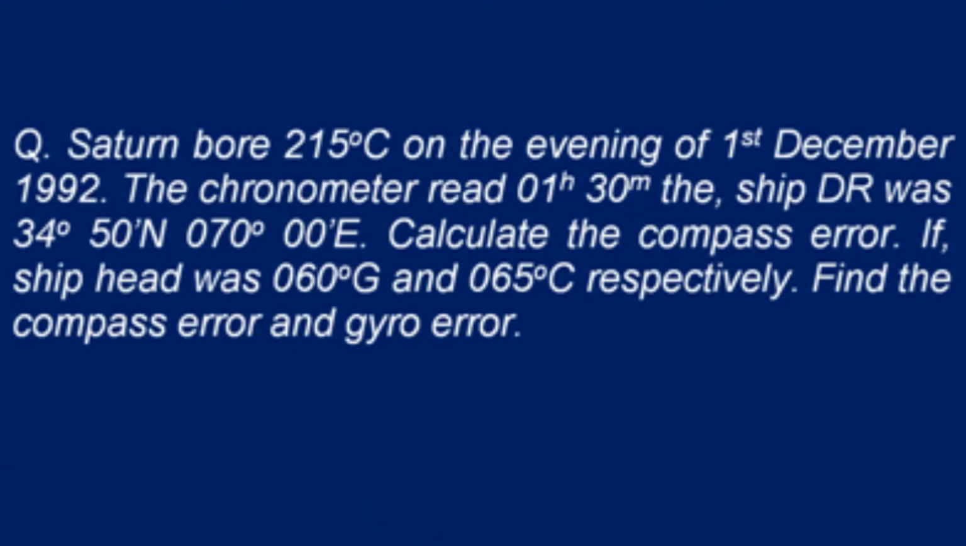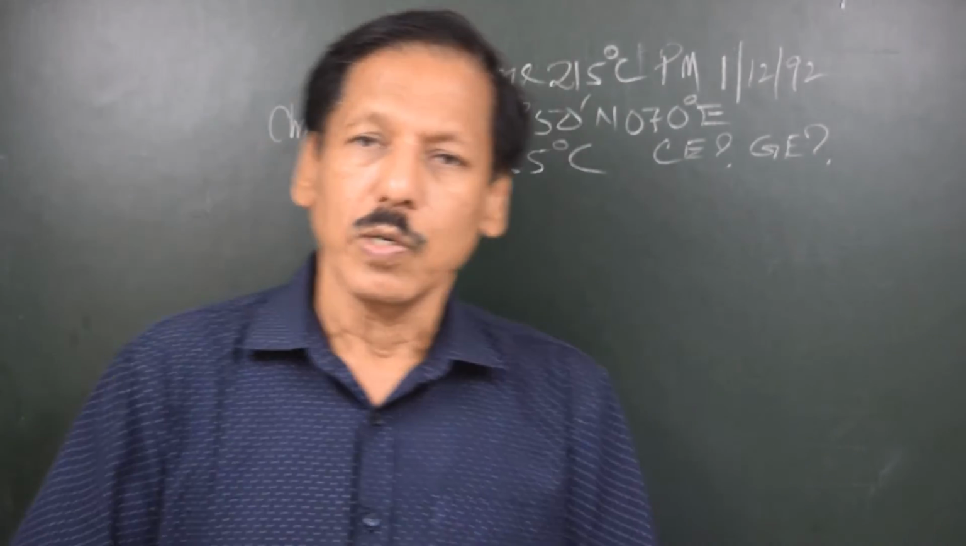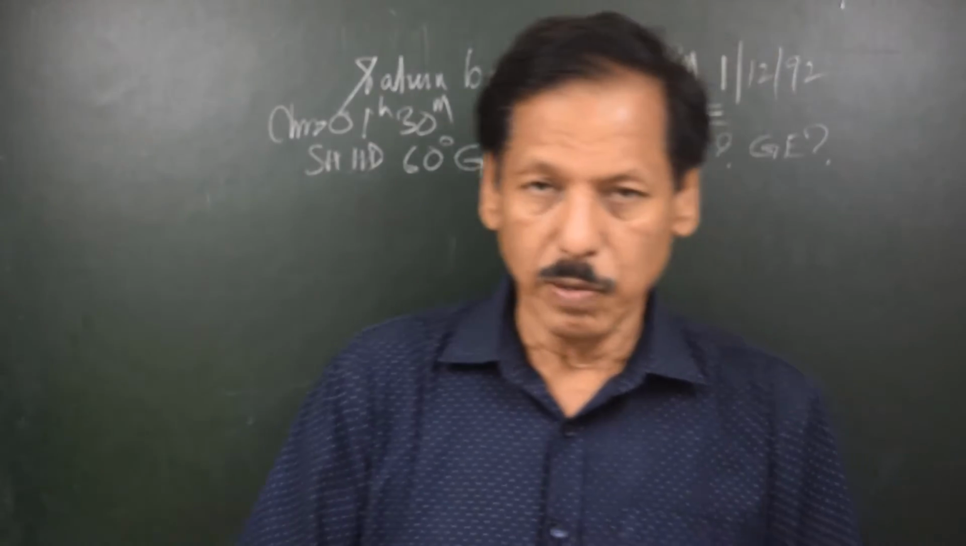Right? So the question from my book is: Saturn bore 215 degrees compass on the PM of 1st December 92, the chronometer that time read 0130. The DR of the ship 34 degrees 50 minutes, 70 degrees east. Ship's head 60 degrees gyro and 65 degrees compass. You are required to find out the compass error and gyro error.